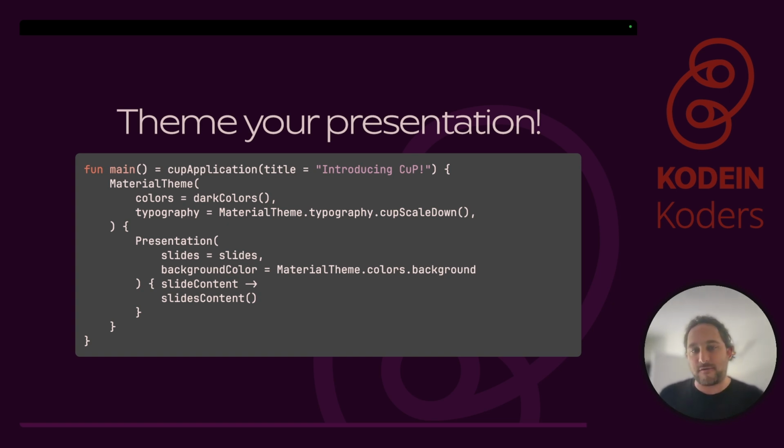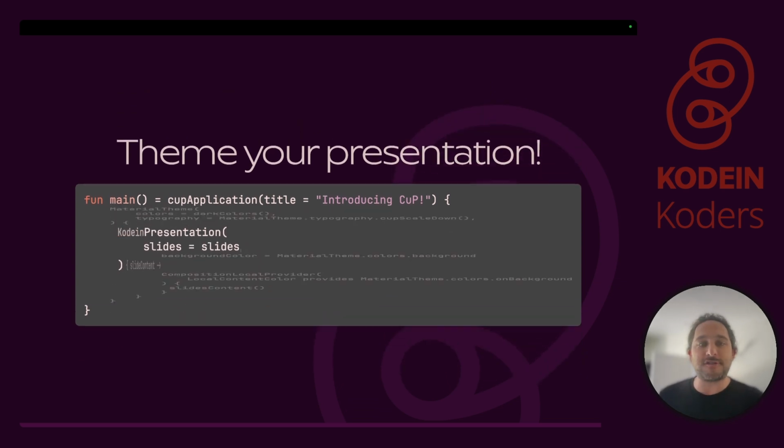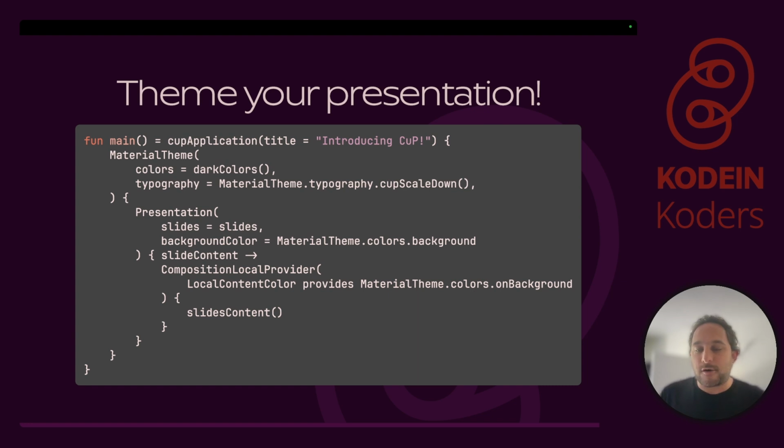Now I can decorate around the slide content, and for example, I can say, okay, the slide content inside the slides, this will be the content color. So for example, I can change the local content color composition local, and in my slides, every content will be the right color.